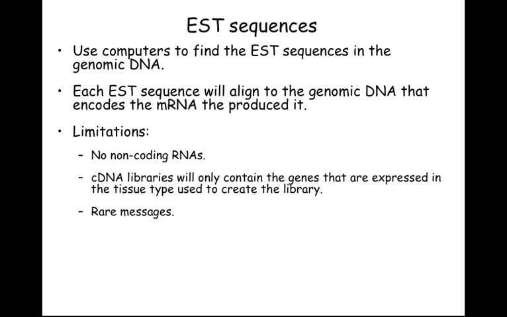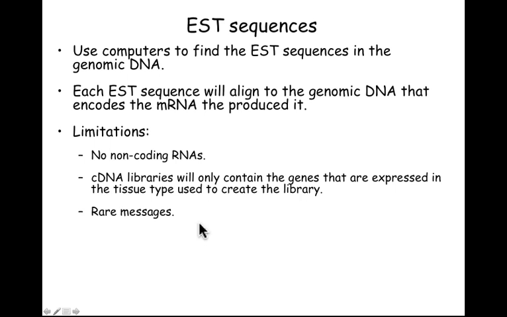So, if you, for instance, are looking for a gene which is only expressed, say, in your liver cell, but you made a cDNA library from, say, brain tissue, then those liver-specific enzymes would not be expressed in that brain tissue, so they simply wouldn't be there. On a kind of similar note, very rare messages are hard to find.